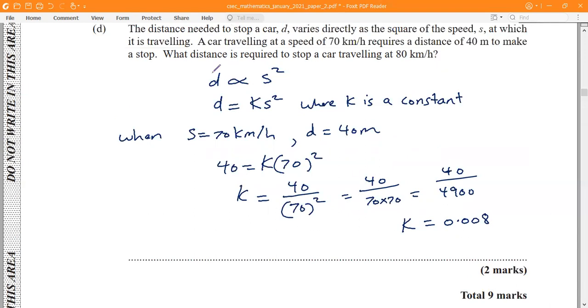But we want to find out what distance is required to stop a car traveling at 80 kilometers per hour. So we use the same equation, d is equal to ks squared. We know that k is equal to 0.008, and we know that s is equal to 80 kilometers per hour. And we work this out: 0.008 times 80 squared, 51.2 meters. Okay, so this is our answer. It's a distance of 51.2 meters required to stop a car traveling at 80 kilometers per hour.